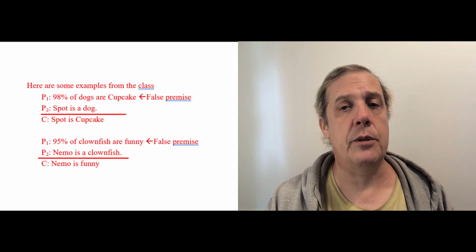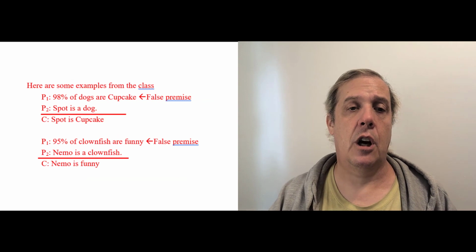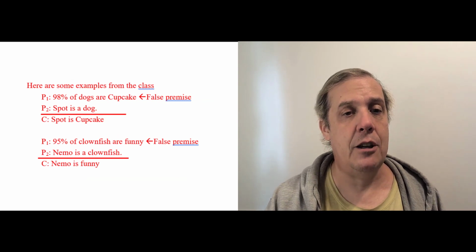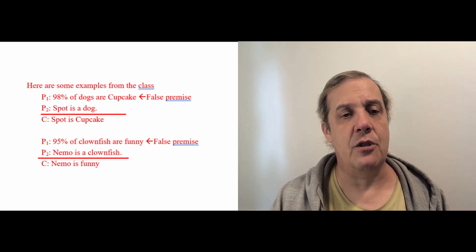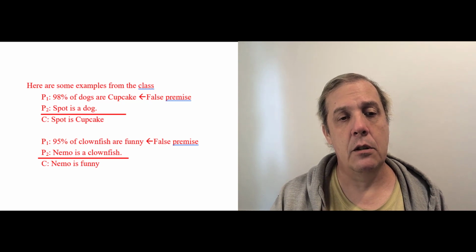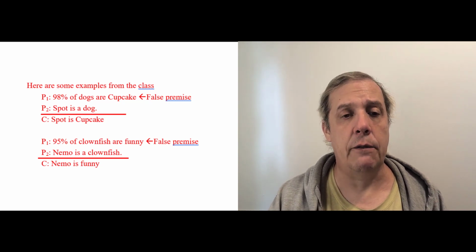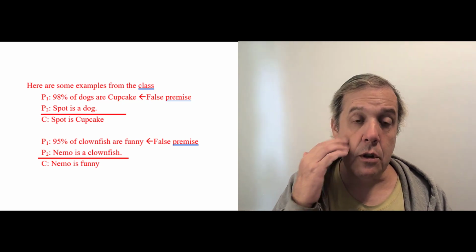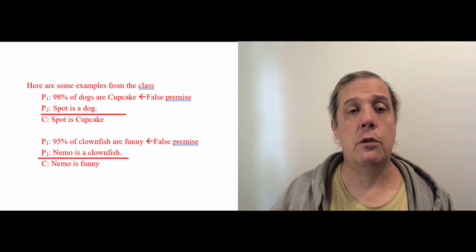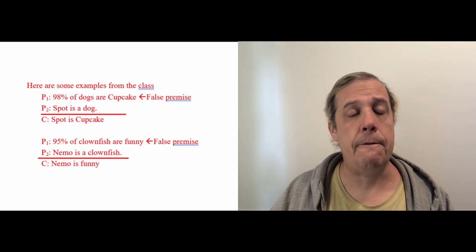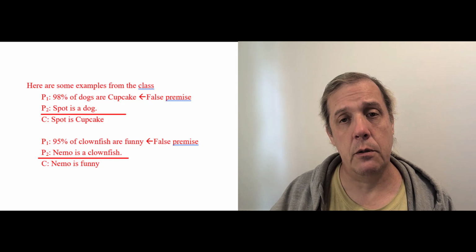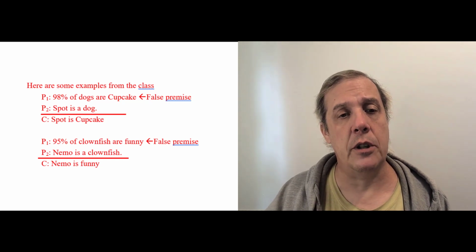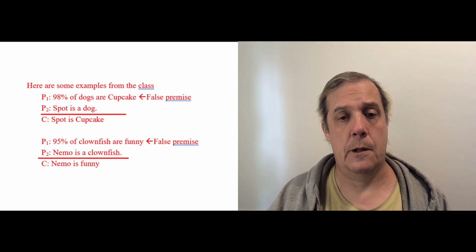So here are a couple examples given from the class. 98% of dogs are Cupcake. Spot is a dog, therefore Spot is Cupcake. 95% of clownfish are funny. Nemo is a clownfish. Nemo is funny. So both of those premises are false. But if they were true, you would be 98% or 95% certain of the conclusion. So these are strong arguments that are not cogent.